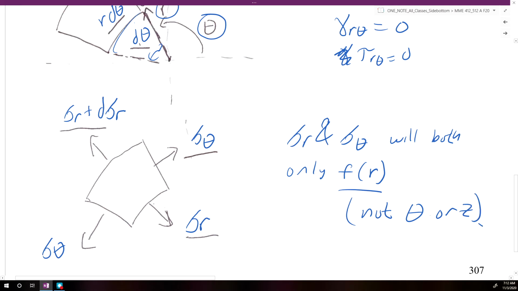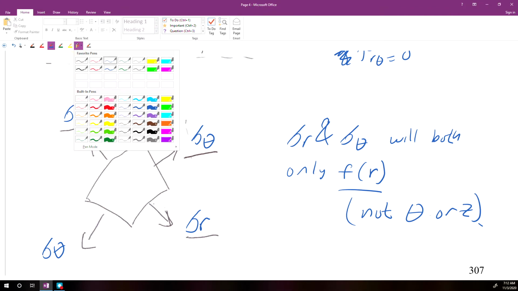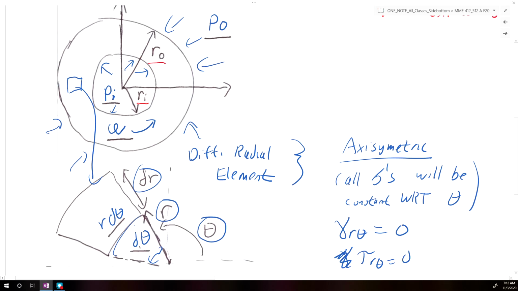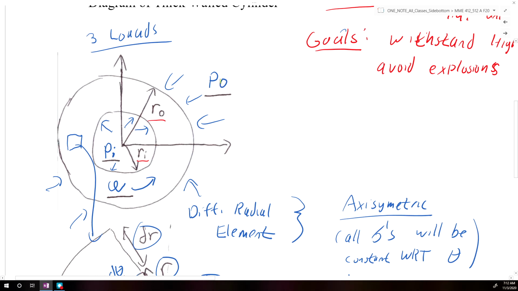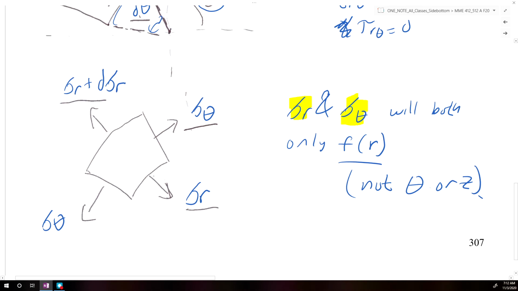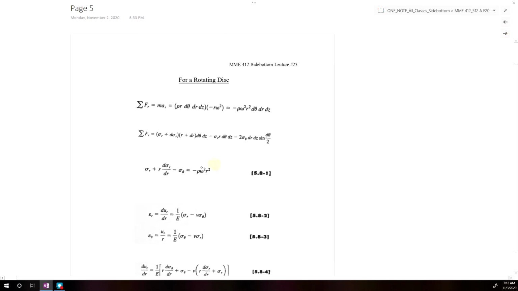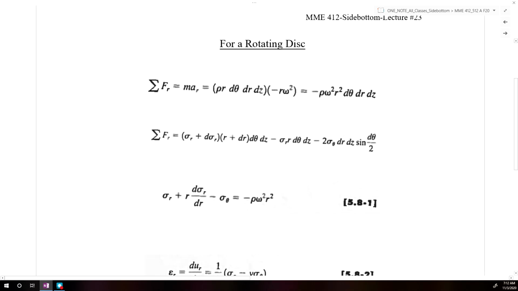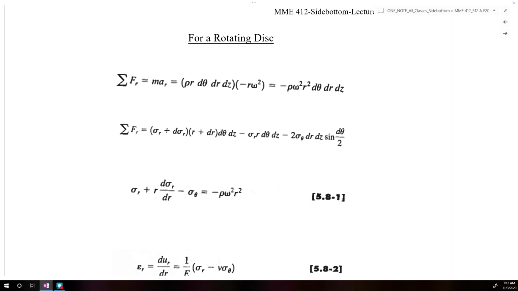Our goal for today is to determine what sigma r and sigma theta are under different loading conditions, basically different cases with external pressure, internal pressure, or rotational motion. So we're going to derive an equation for those different stresses, sigma r and sigma theta.